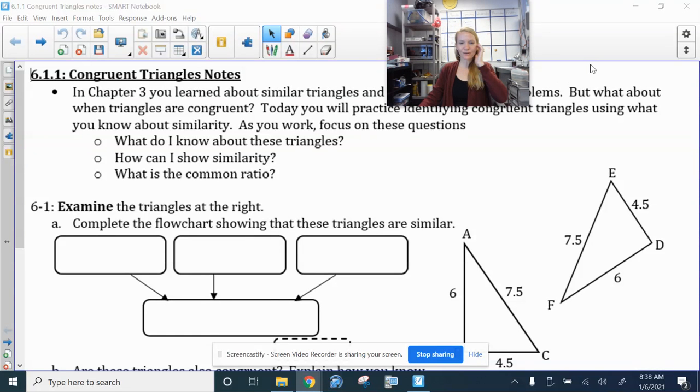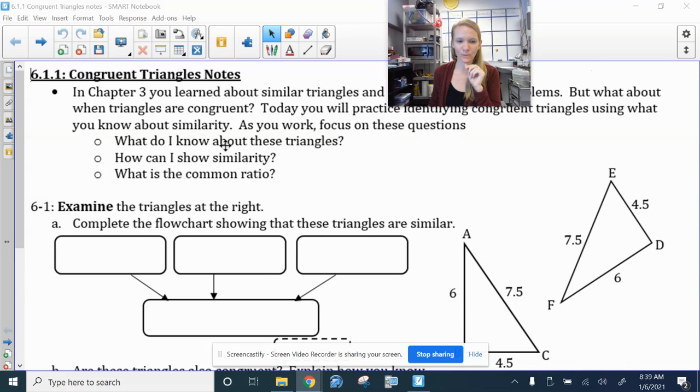Okay, so we've talked, like I said, a while ago about congruent triangles. We know congruent means that the sides and the angles, everything's exactly the same. So they look exactly the same. They're the same size, the same shape. Similar, they look the same, but they're going to be different sizes. So they have the same angles, but they don't necessarily have the same sides.